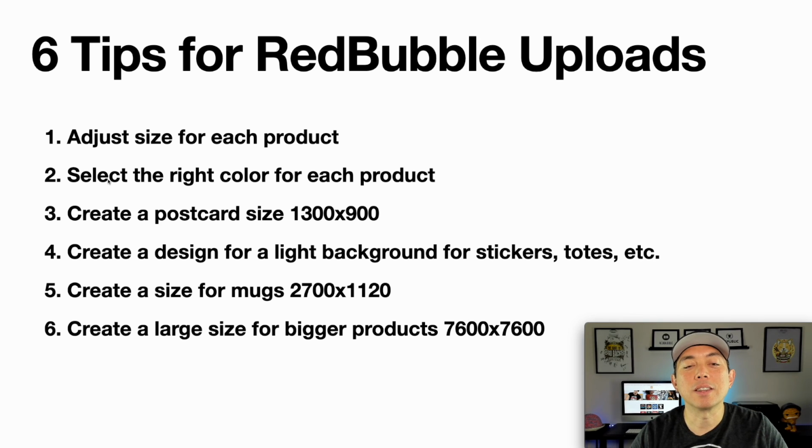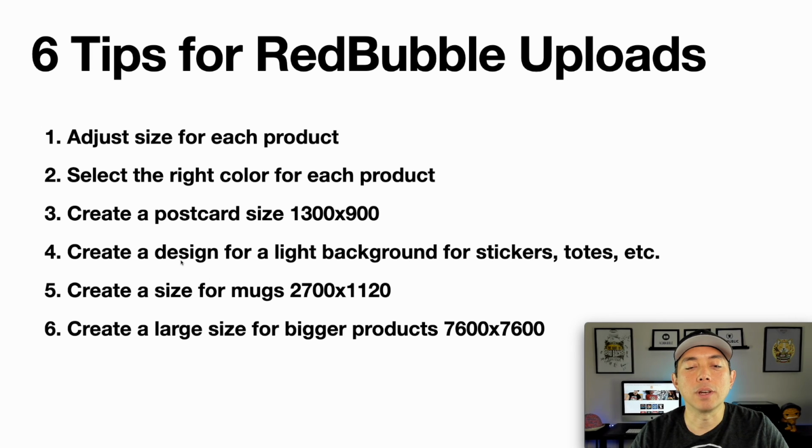Then you need to select the right color for each product. Some of those hats and shirts are turned off by default. You're gonna have to click through them, click on black if that's the color that you want, and do it. Postcard size, again, is a different size. If you don't do it this size, 1300 by 900, or a scaled version of that size, you'll see the white line. So especially if you're doing something with a color background, you want to do this.